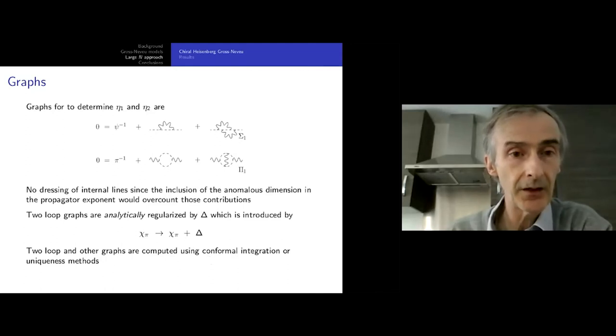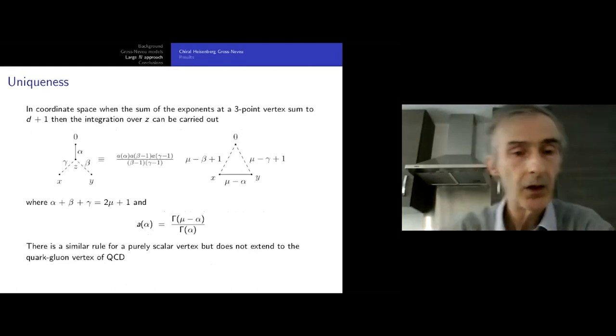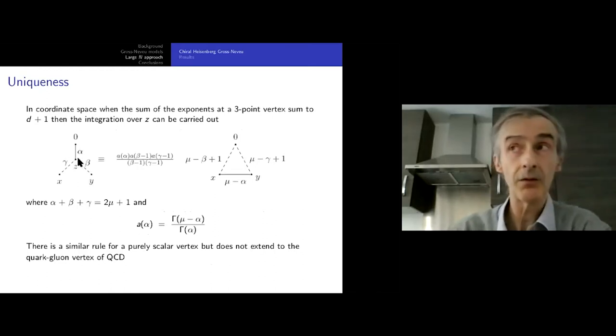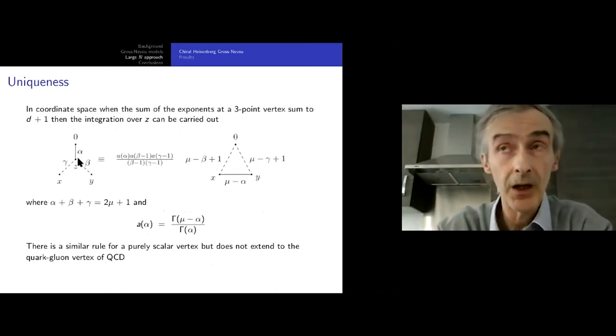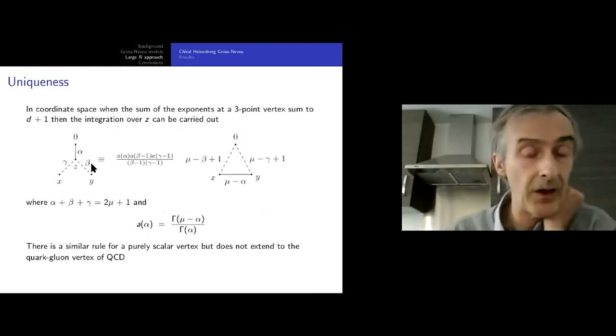So the rule for uniqueness or conformal integration is that at each vertex, you have a sum of exponents. You integrate over the vertex point. So this is not like momentum space where you integrate over loops. You integrate over the points where the edges join. But the powers of the propagator joining that point are not one that there would be in perturbation theory. They're different. I've taken generic alpha, beta, and gamma here. But the rule is this is not possible to integrate except in a restricted set of cases, a countably infinite number of cases.